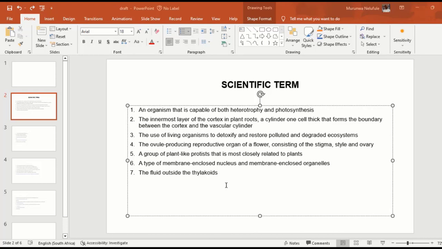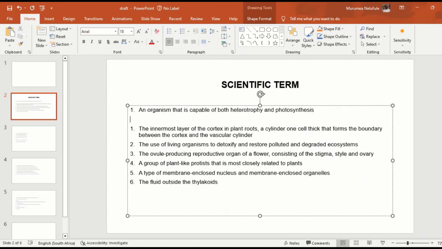Okay, somebody said a plant. The answer here is, let's do it like this, it's actually a mesotroph. A mesotroph is an organism that is capable of both heterotrophy and photosynthesis.